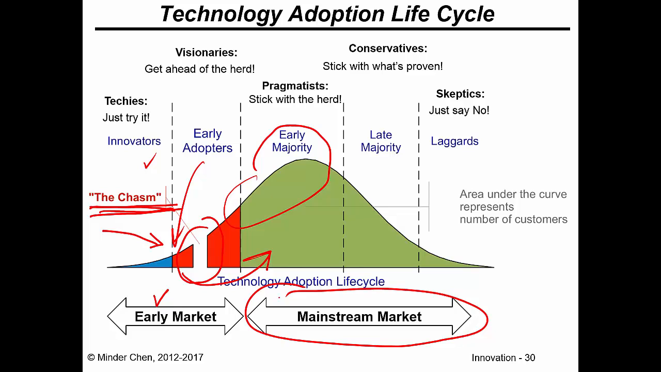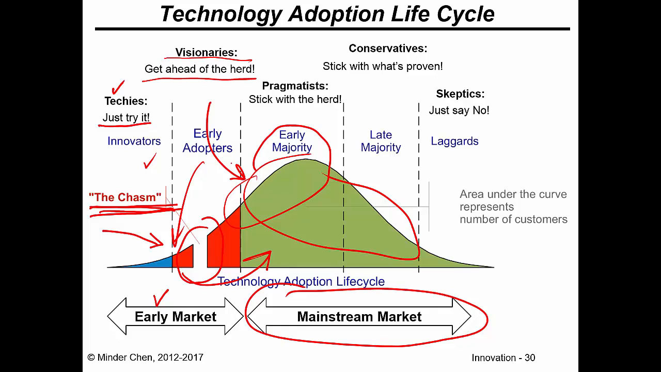Okay. Here we have another term to describe the innovator, called techie. They try anything new. And the early adopter is called visionary. They get ahead of the herd. The herd is actually here. They are ahead of the herd. And the early majority are the pragmatists. They stick with the herd.